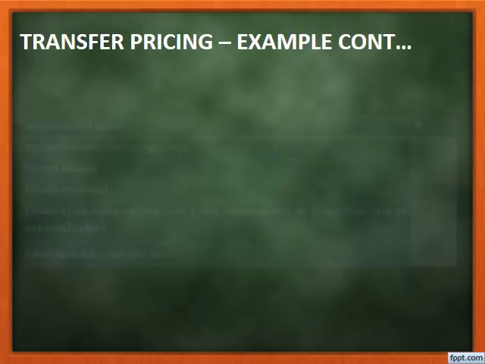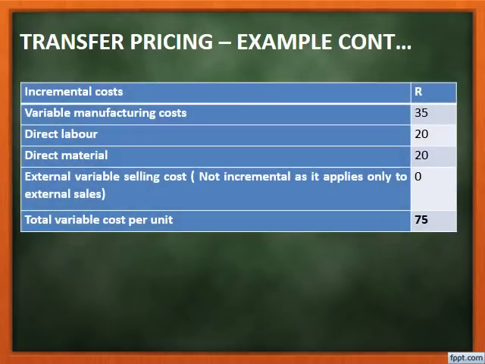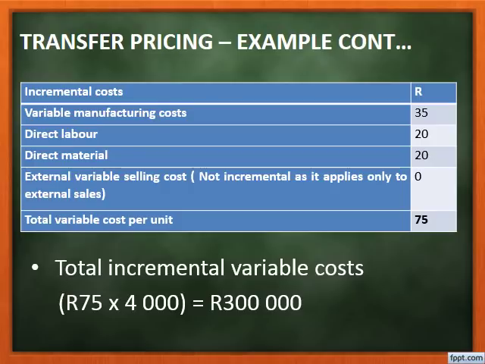Let us start with the incremental costs. You'll have variable costs of 35, direct labor of 20, direct material of 20. The external variable selling cost is not applicable because it is not incremental as it applies only to external sales. Therefore, your total variable cost per unit will be 75 Rand. The total incremental variable costs will be the 75 Rand times the 4,000 units that need to be transferred. That equals 300,000 Rand.